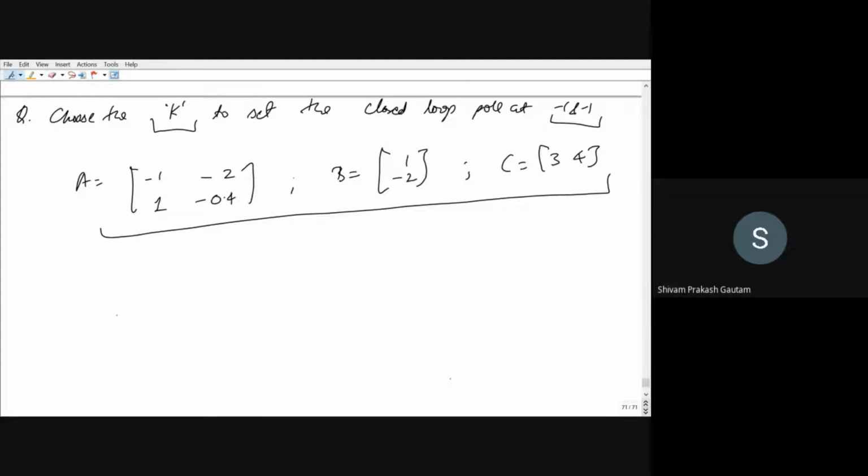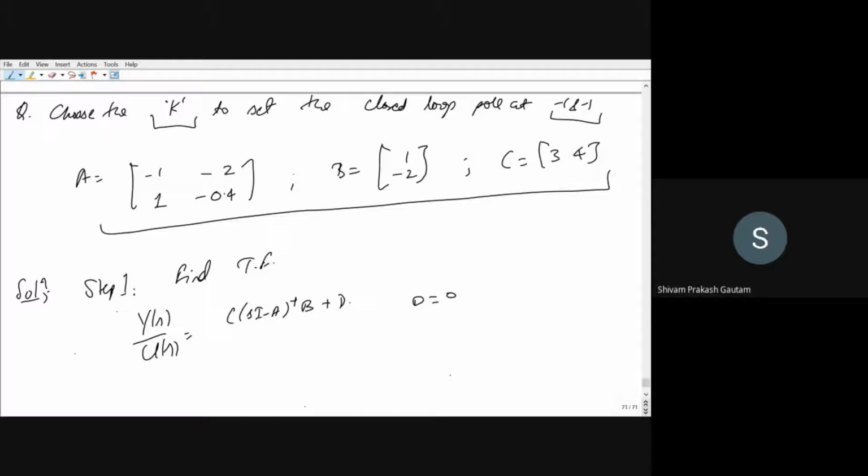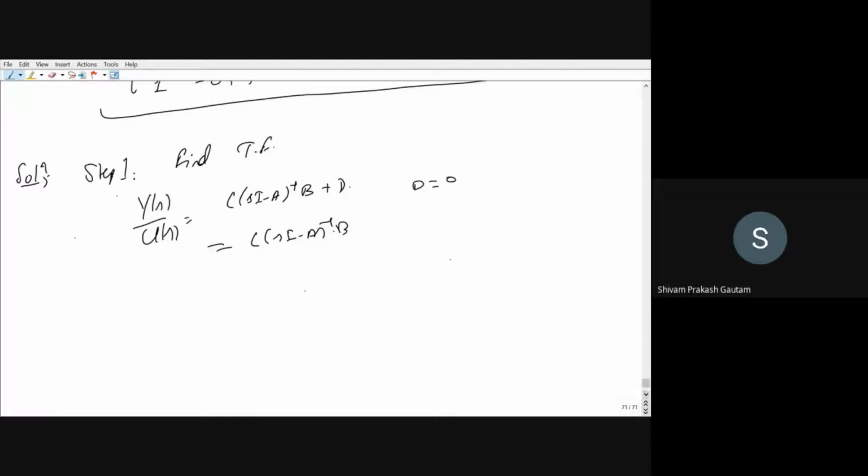So step number 1, find the transfer function, that is Y(s) upon U(s). What we are doing is we will find the transfer function and then find its control canonical form. The transfer function will be given as C (sI minus A) inverse into B plus D. So D here is 0, so it will be simply C (sI minus A) inverse into B. So first we will find sI minus A.